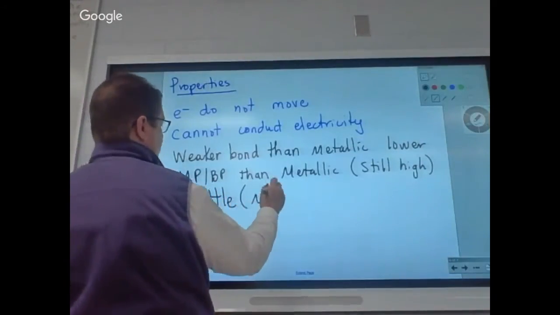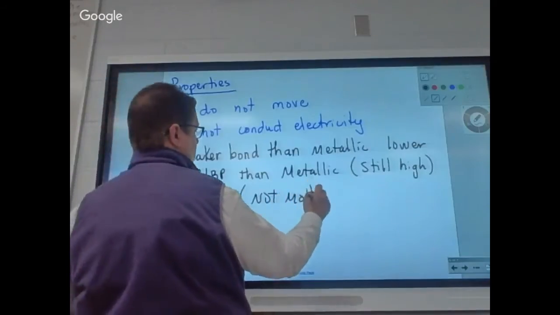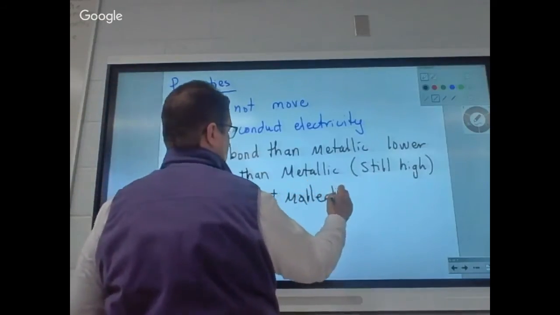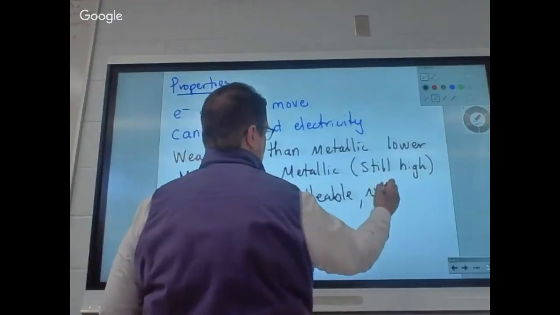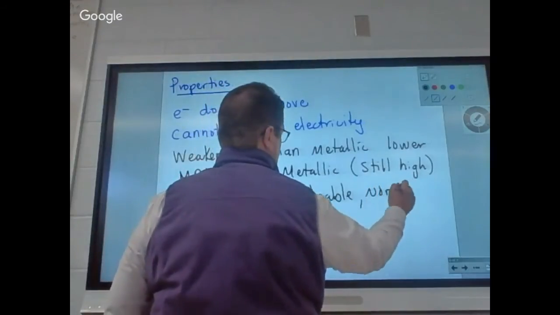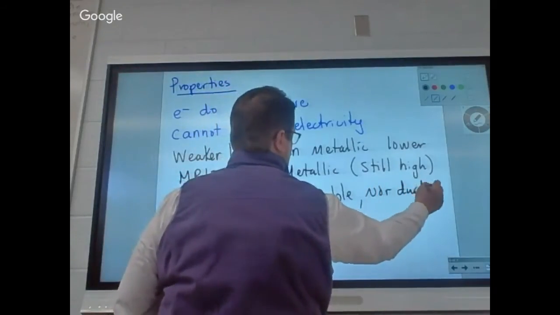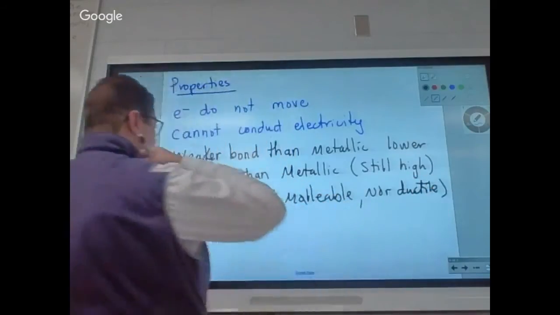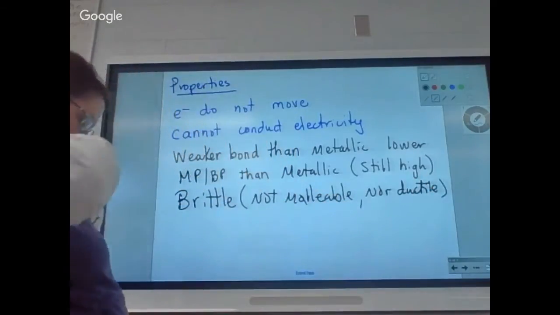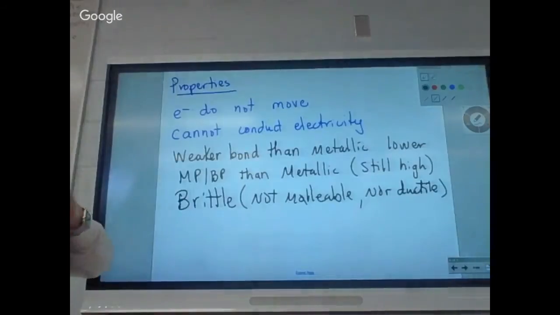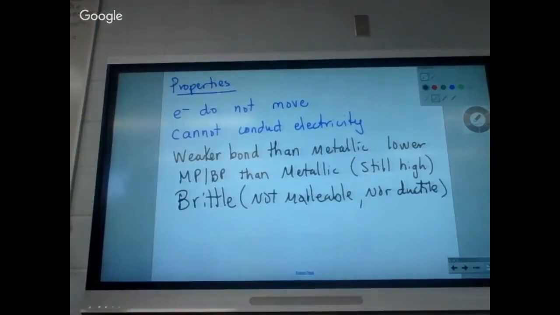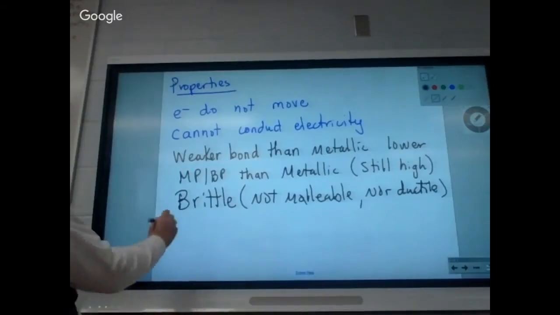They're not malleable nor ductile. They're brittle. All right, what else? Are they going to be shiny? No. All right, these are going to be dull.